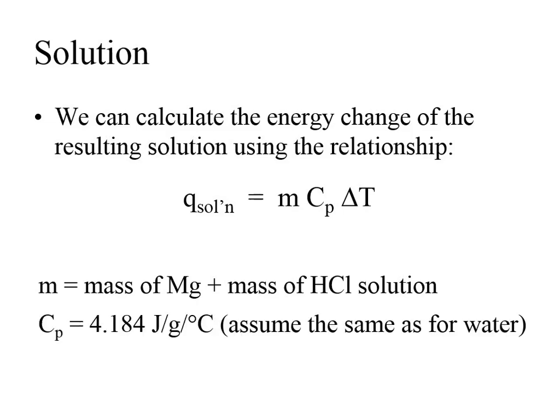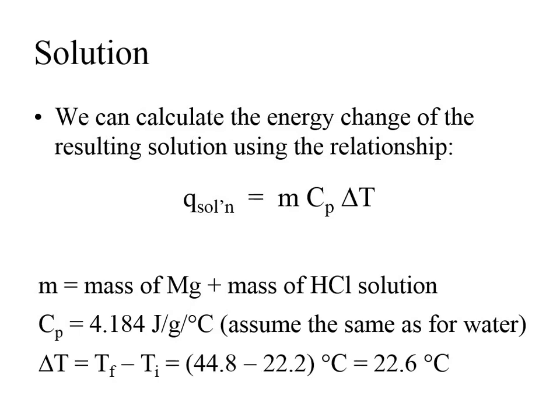We're going to use the same specific heat as water, so always read it carefully. For your lab that you're going to do on Thursday, I'm going to give you a slightly different specific heat for those solutions. The delta T is always final minus initial. So in this case, it's 44.8 minus 22.2 degrees Celsius, rounded according to decimals. Our delta T is 22.6 degrees Celsius.